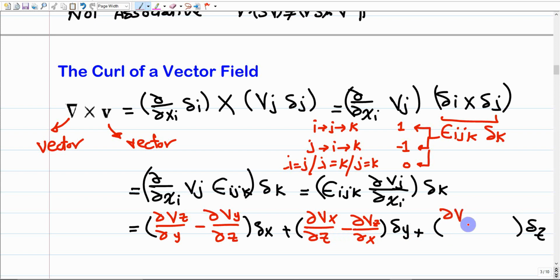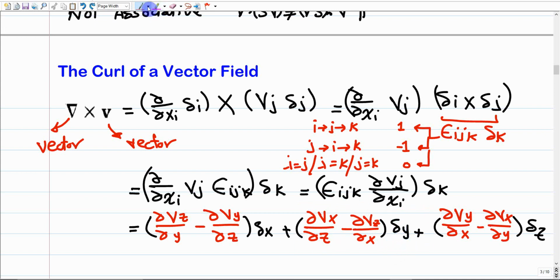How about the third term? Partial v by partial something, negative partial v by partial something. Here we do have z. What comes after the z? It should be x. What comes after the x? It should be y. So it should be z, x, y, and here we are going to switch. So it's going to be partial vy with respect to x. The partial derivative of vy with respect to x. Make sense? So this is the compact form, and this is the expanded form of this term.